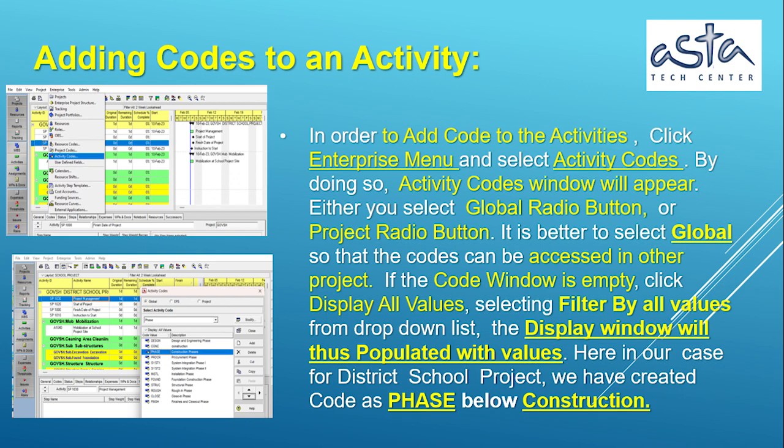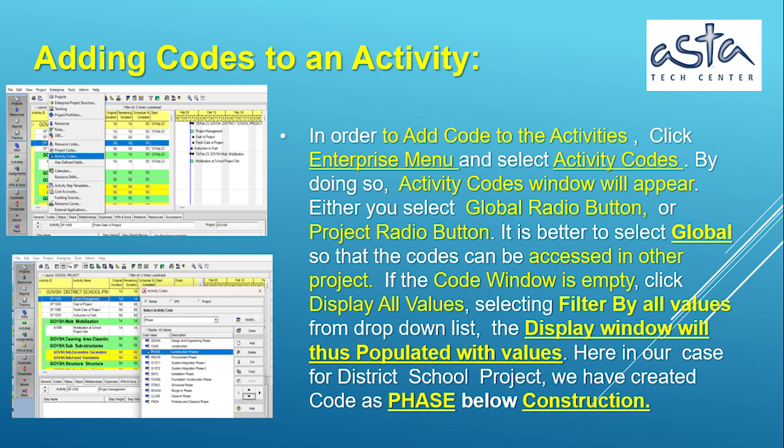Adding codes to an activity. In order to add codes to the activities, click the Enterprise menu and select Activity Codes. By doing so, the Activity Codes window will appear. Either select the Global radio button or the Project radio button. It is better to select Global so that the codes can be accessed in other projects.